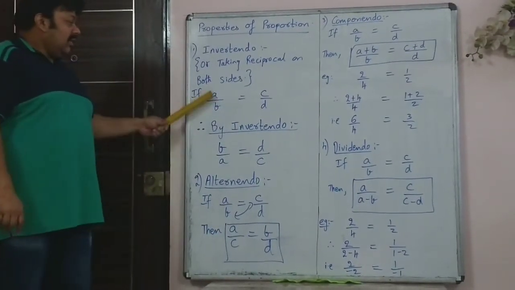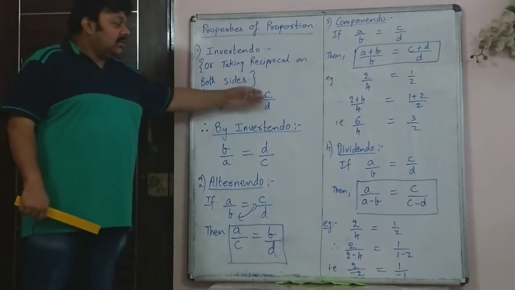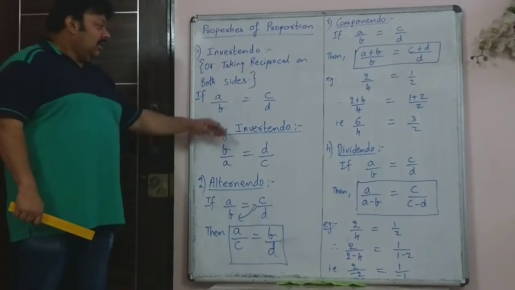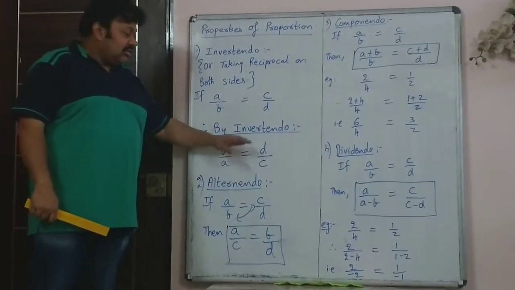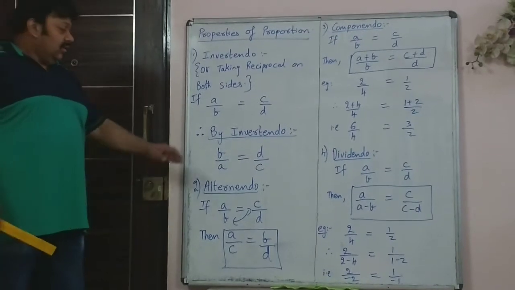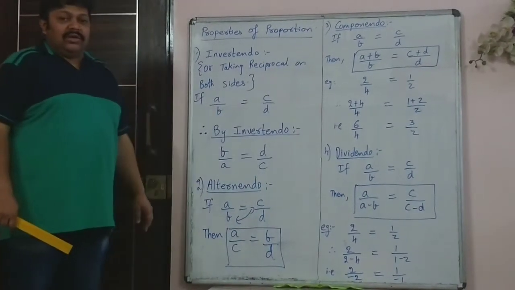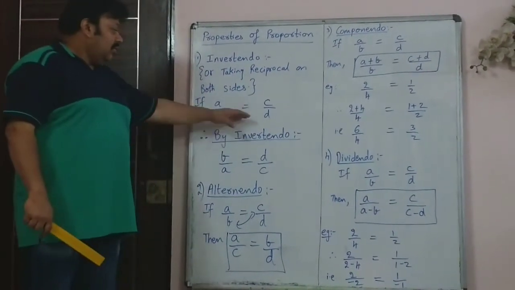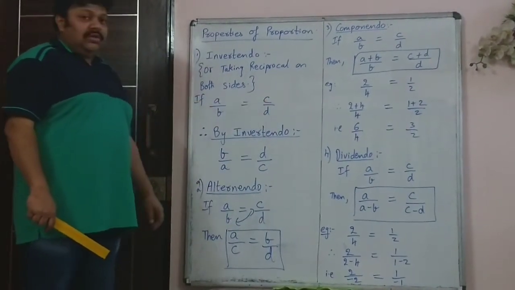So if you are given A upon B is C upon D, then you can take the reciprocal of both the sides and write it as B upon A is equal to D upon C. This property in ratios is given a special name, called invertendo. So if you are using this, then you have to write the reason: by invertendo you have B upon A is equal to D upon C.